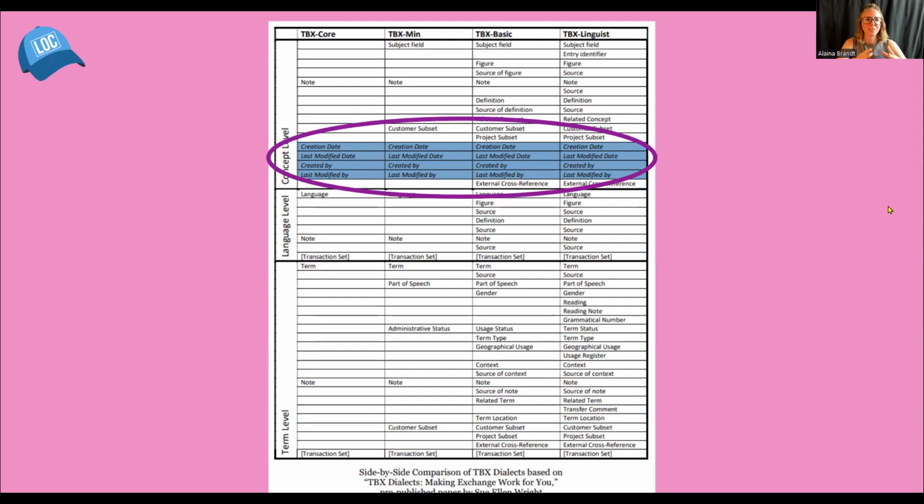Certain information is automatically collected within the term base at the concept level, no matter the dialect. The creation date, the last modified date, the created by, and the last modified by fields. These are called responsibility categories, and whatever terminology application or translation application that you're using is automatically going to create those fields in your term base at the concept level.